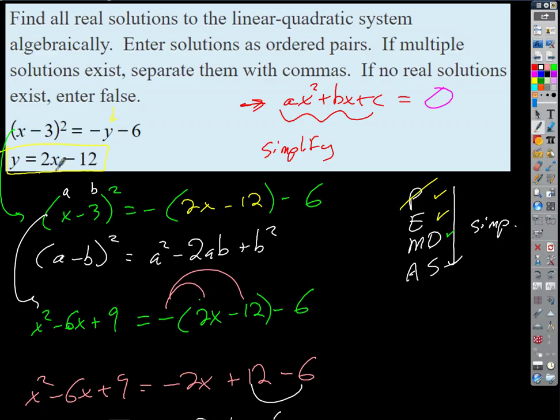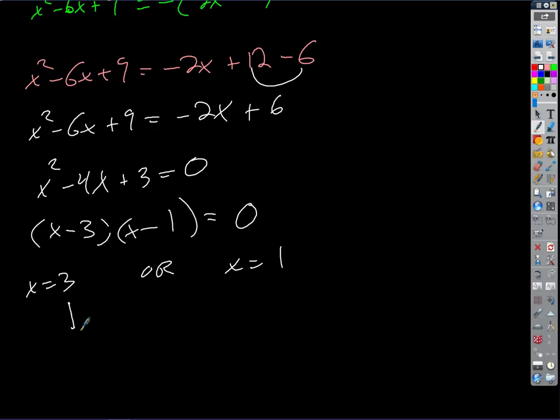So y equals 2 times 3 minus 12. What's that going to be? Negative 2 times 3 is what? 6 minus 12? Negative 6. Okay, there we go. So the first one is going to give us the ordered pair (3, -6), right?